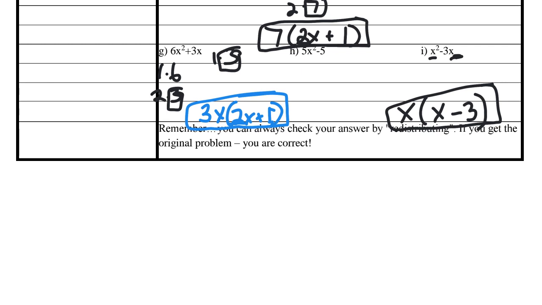Remember that you can always check your answer by redistributing, and if you get the original problem, you are correct. Okay? So you can always check your answers if you rainbow that back in.